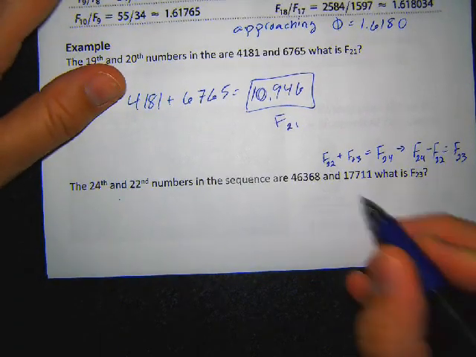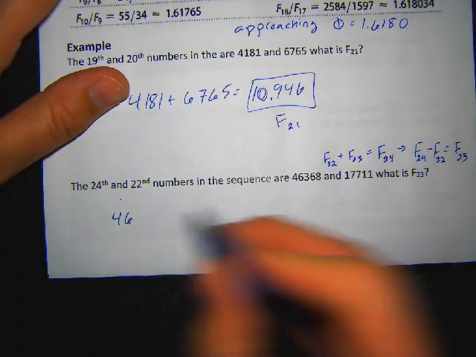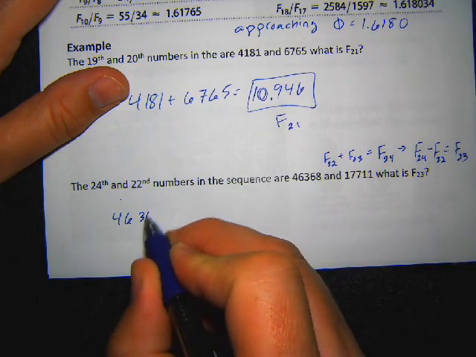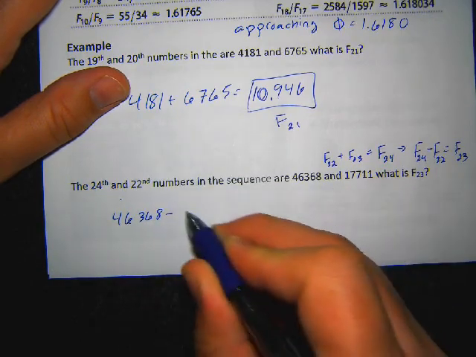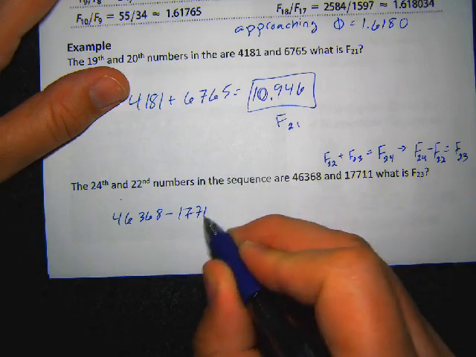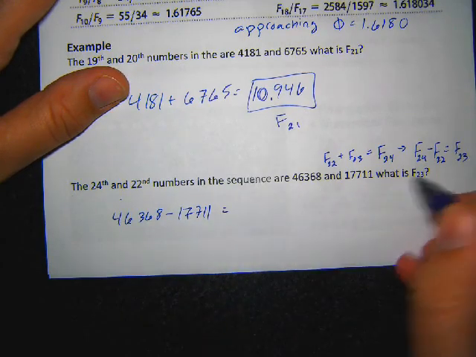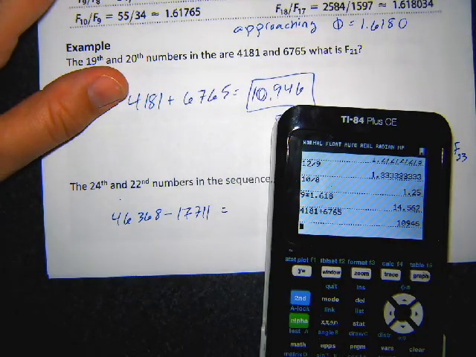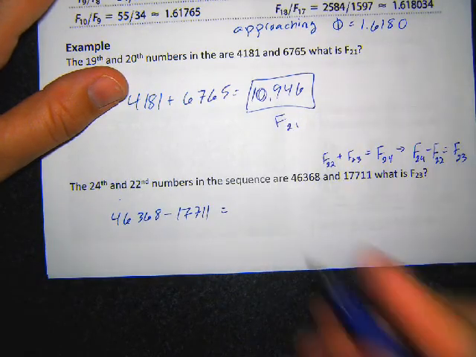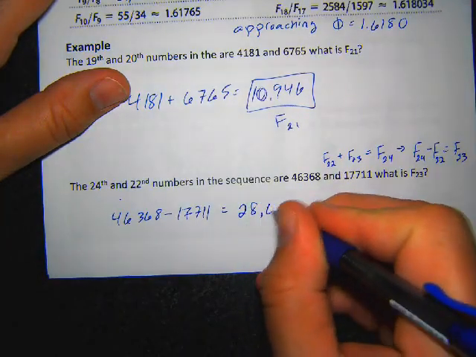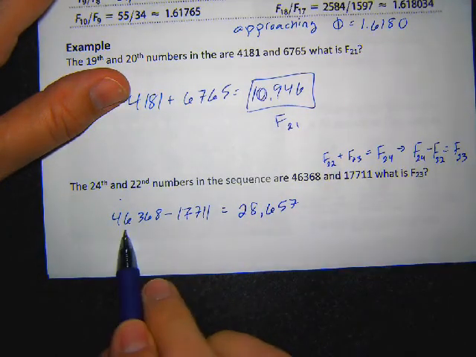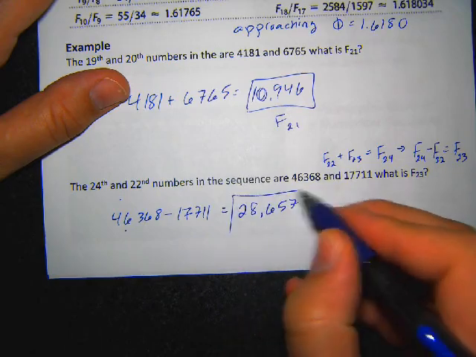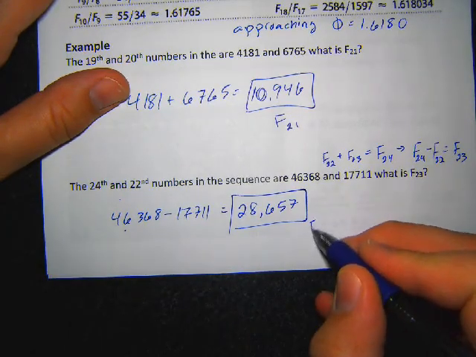So I'm going to take this 46,368, which is the 24th number, and subtract the 17,711, which is the 22nd number. What I'll get for my answer is going to be the 23rd number. So 46,368 minus 17,711, and I get 28,657. You should see that is between 46,000 and 17,000. And this is the value for the 23rd Fibonacci number.